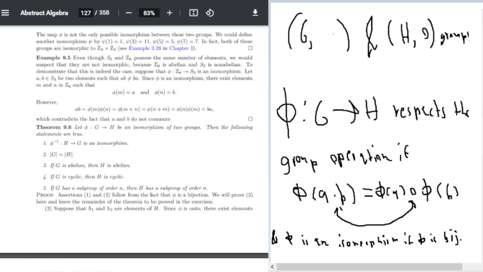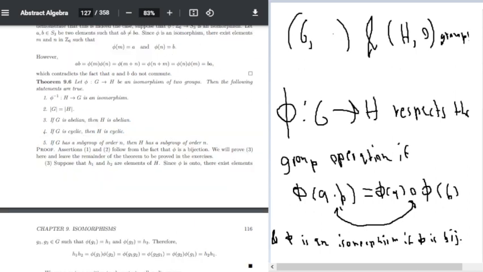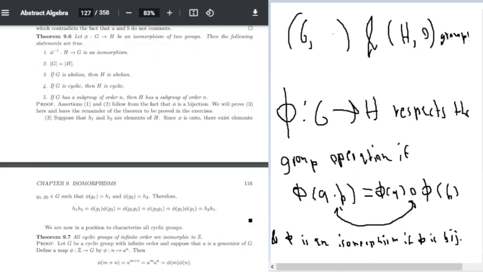Theorem 9.6. Let phi from G to H be an isomorphism of two groups. Then the following statements are true. 1. Phi to the negative 1 from H to G is an isomorphism. 2. The order of G is equal to the order of H. 3. If G is abelian, then H is abelian. 4. If G is cyclic, then H is cyclic. 5. This one is especially important for things we'll be doing later. If G has a subgroup of order n, then H has a subgroup of order n. Proof. Assertions 1 and 2 follow from the fact that phi is a bijection.